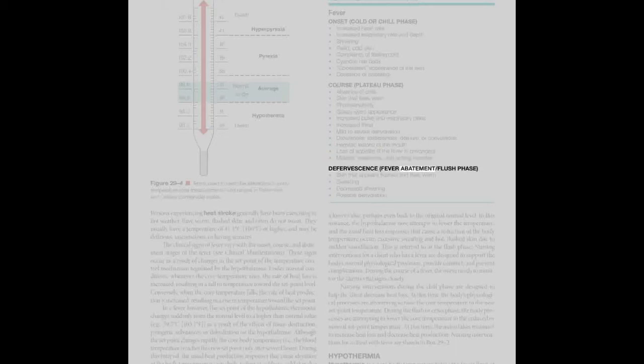Defervescence, fever abatement or flush phase: skin that appears flushed and feels warm, sweating, decreased shivering, possible dehydration.